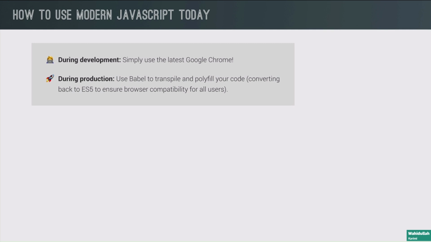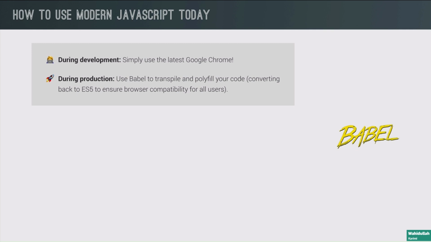We will use a tool called Babel later in the course to transpile our code, but for now, during the course, we won't need that. Again, because you're using the most up-to-date browser during development. Transpiling back to ES5 is only necessary after your app is developed and you want to ship it to your users.